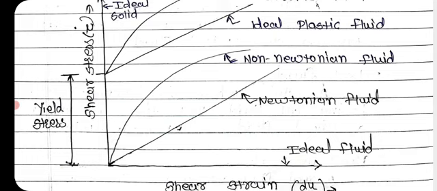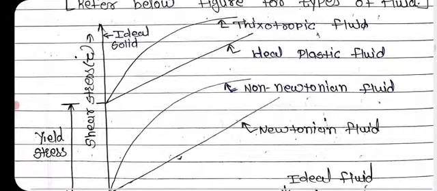On the opposite side, for non-Newtonian fluid, what we have seen is a curved line, a curved graph. The curve indicates a non-linear relationship between the two properties, right? So we can define from the graph that there is a non-linear, or no proportional, relationship between shear stress and shear strain for non-Newtonian fluid.